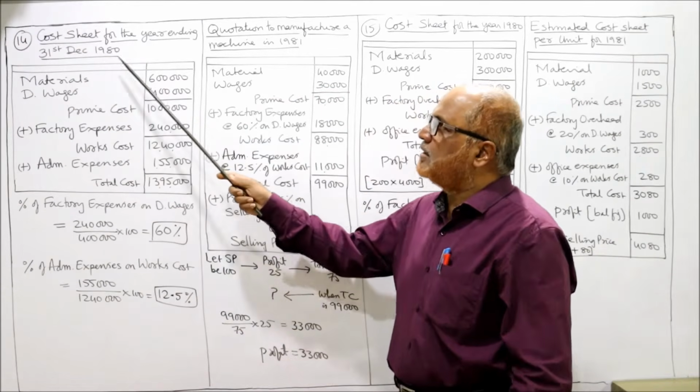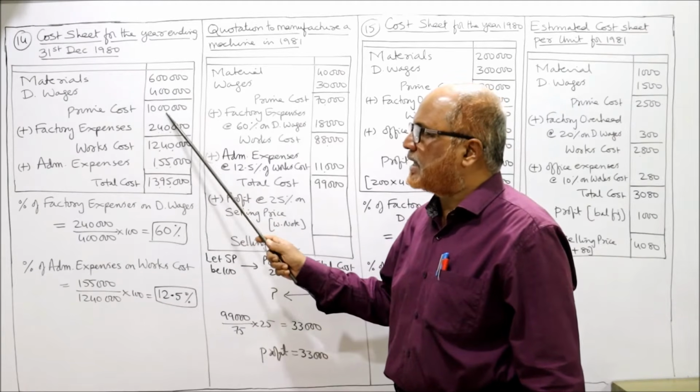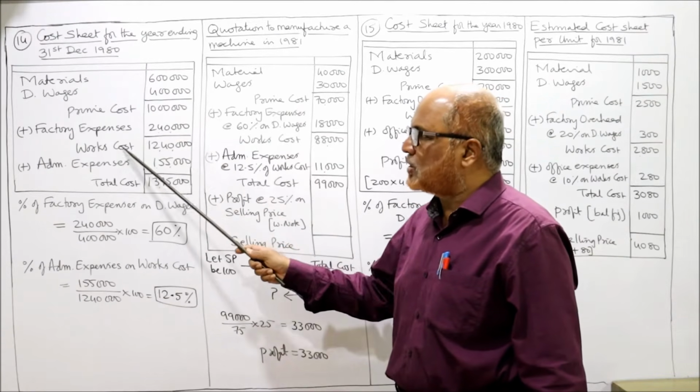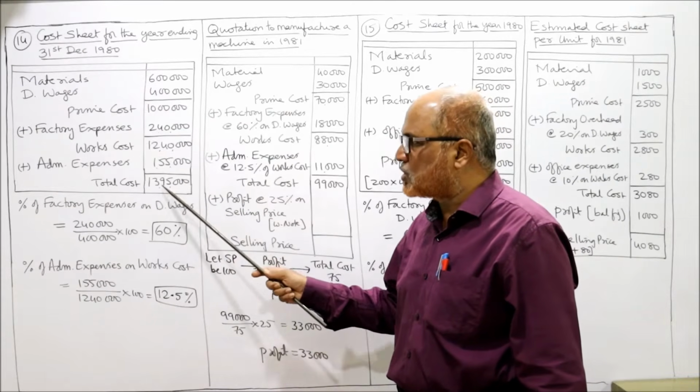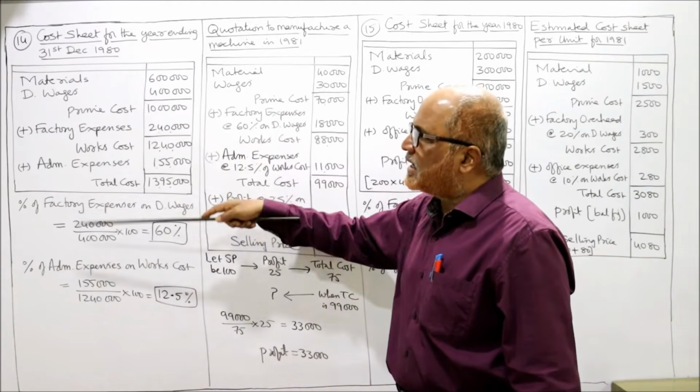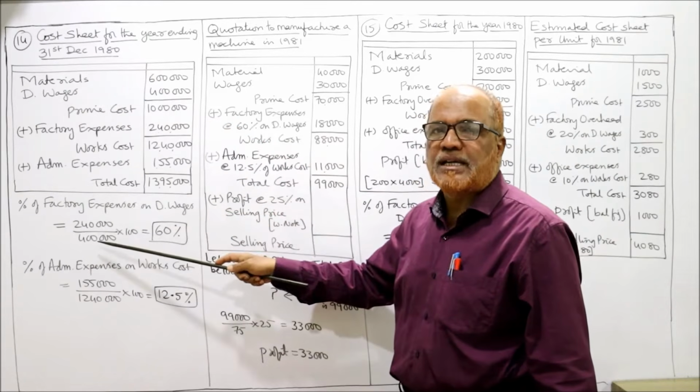Cost sheet for the year ending 31st December 1980. Material 6 lakh, direct wages 4 lakh, prime cost 10 lakh. Factory expense 2,40,000, works cost 12,40,000. Administrative expense 1,55,000, total cost 13,95,000. This is the cost data for the year 1980. From this, I am going to find out two percentages.